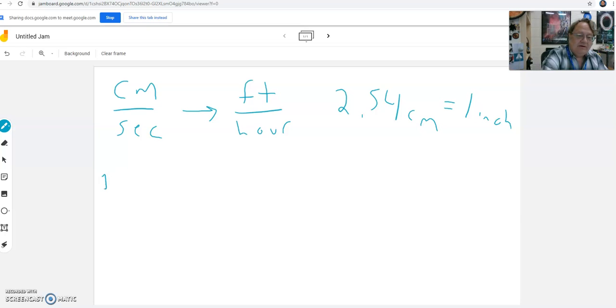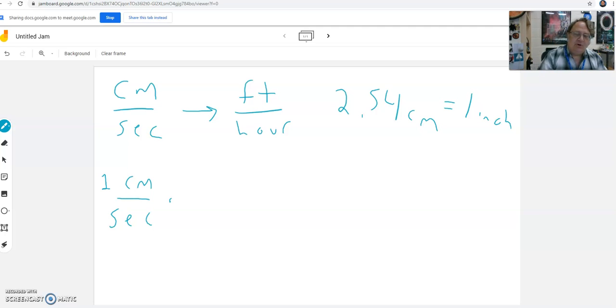So you have 1 centimeter per second. Now I'm going to multiply through a series of factors. Now I always find it helpful to do the numerator first. Do the numerator first, get it out of the way, and then do the denominator.